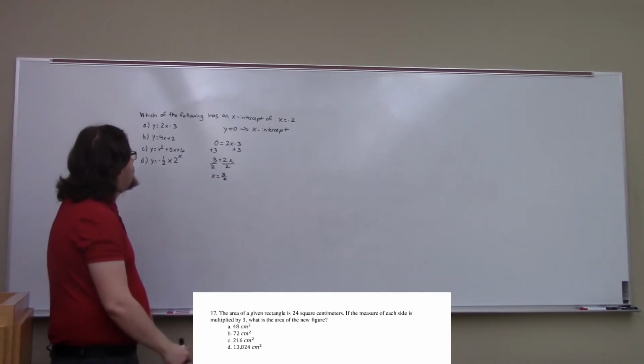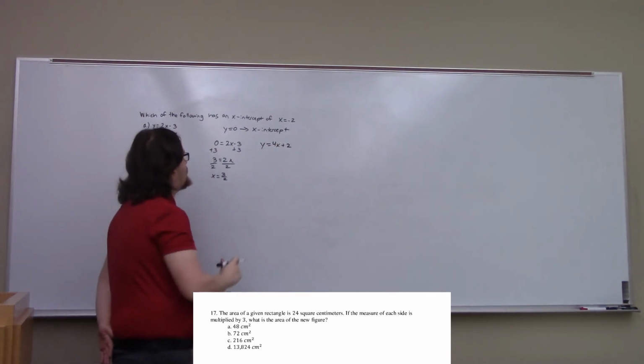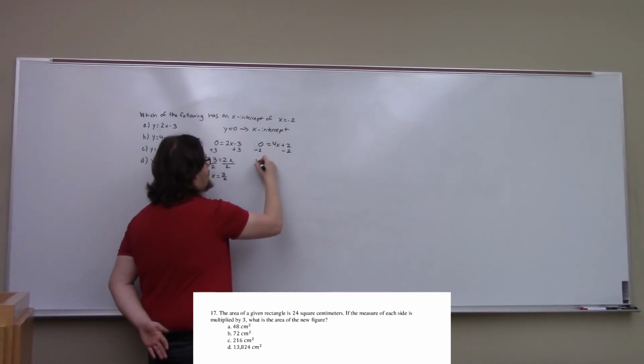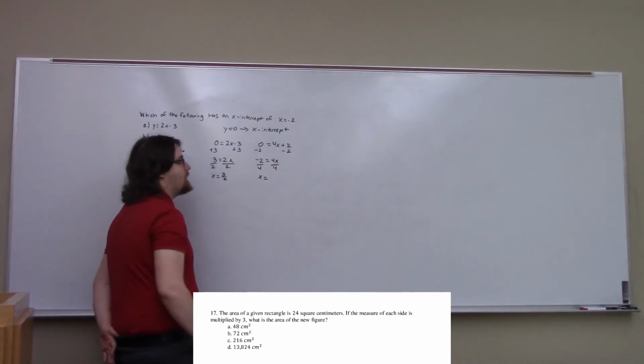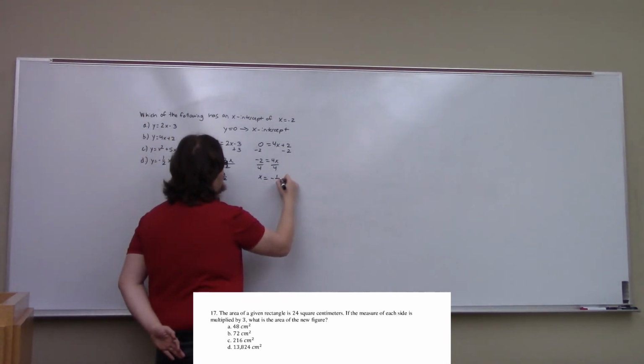Looking at answer choice B, we have y equal to 4x plus 2. Here, if we plug in 0 for y, and then we subtract 2 from both sides, we find that negative 2 is equal to 4x. Divide both sides by 4, and we get x is equal to negative 2 divided by 4, which can be simplified down to negative 1/2.